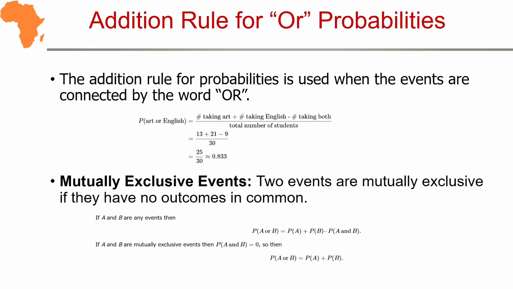So, the addition rule for probabilities. The addition rule for probabilities basically is used when the events are connected by the word or.